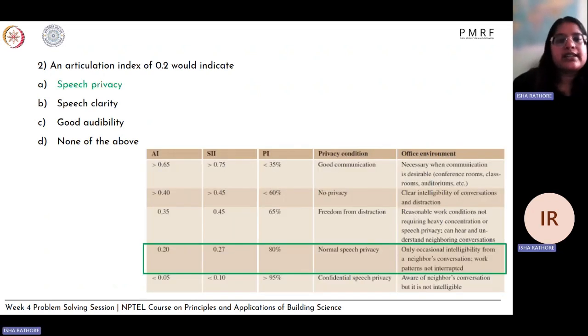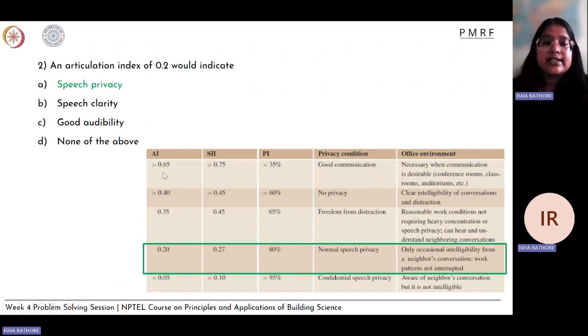Okay, so the correct answer is speech privacy, or A. So we looked up the articulation index as the ratio between the speech to the background noise, basically. If it is 0.2 or less, it is a normal speech privacy, and above 0.4 there is no privacy at all. So these types of ratios are considered.